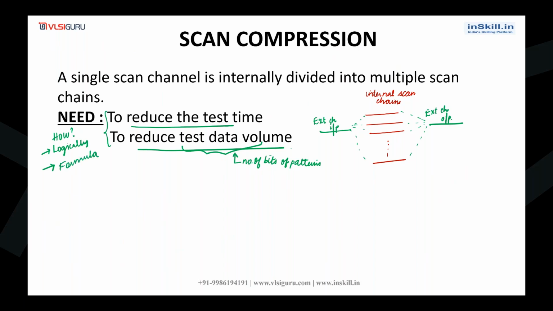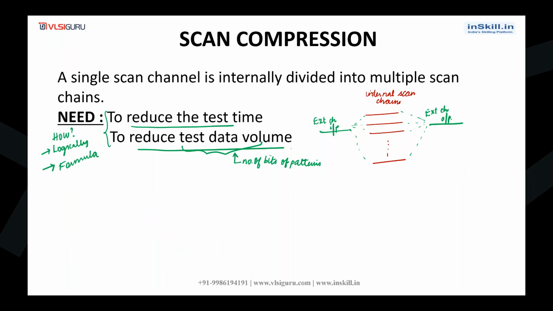Okay, so we'll take the formula for test time and the formula for test data volume, substitute the values in those formulas, and then compare with and without compression. You will be able to see that if you go for compression, you are able to achieve reduction in test time and reduction in test data volume. We will cover it when we do the regular course. Logically also we will explain, and we will also explain with the help of formulas. Both ways we will try to understand how, if you go for scan compression, you are able to achieve reduction in test time and reduction in test data volume.